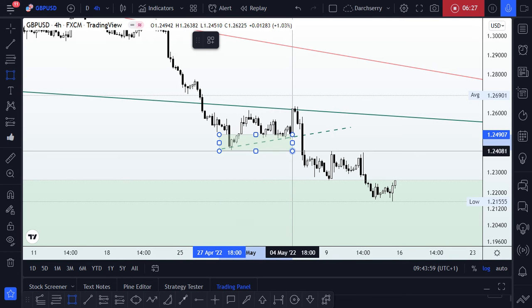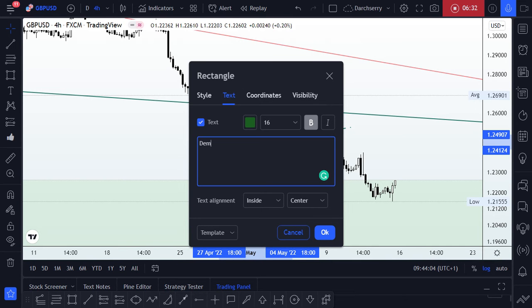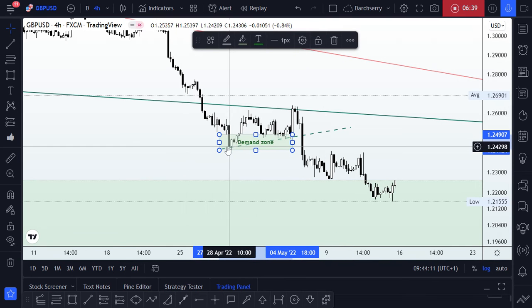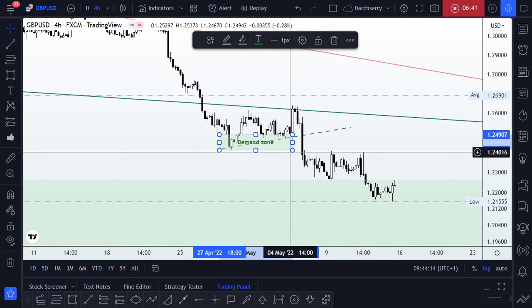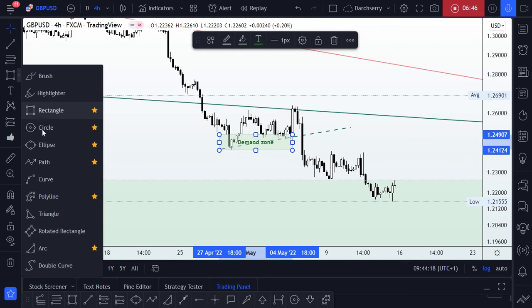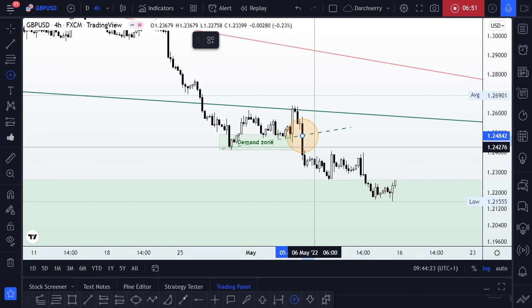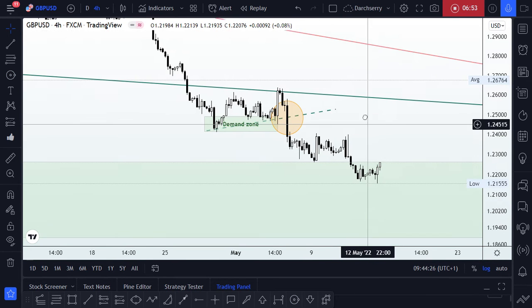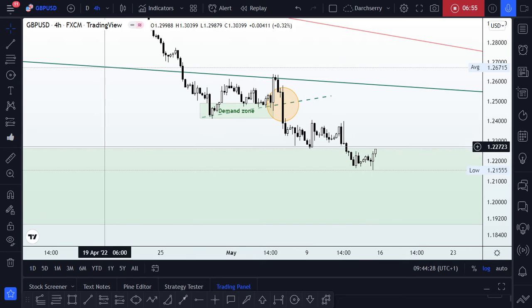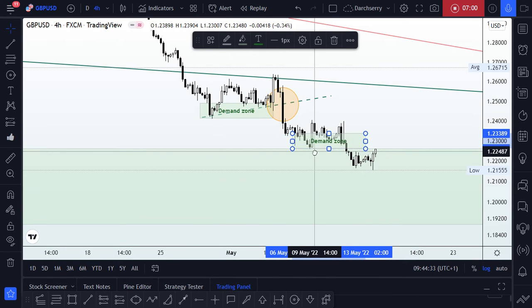We had the demand zone around this area, which held price supported for, I think, about a week before we saw that significant breakdown earlier this month around this area. And since that breakdown happened, we also had another demand zone around this area that was broken down.